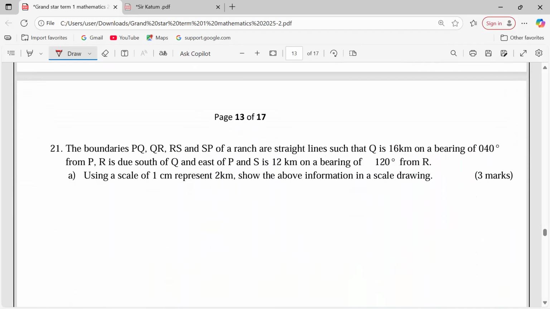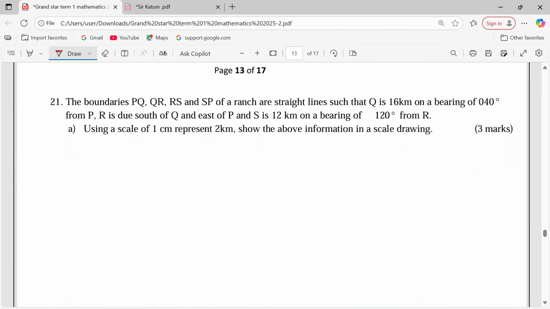All right, number 21 now. The boundaries PQ, QR, RS, and SP of a range are straight lines such that Q is 16 kilometers on a bearing of 40 from P, then R is due south of Q and east of P, and S is 12 kilometers on a bearing of 120 from R. Those are the information about these particular boundaries of a given range. What more do we know about this?